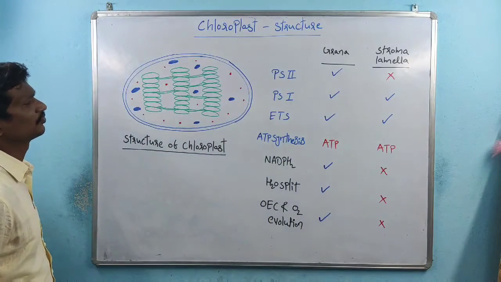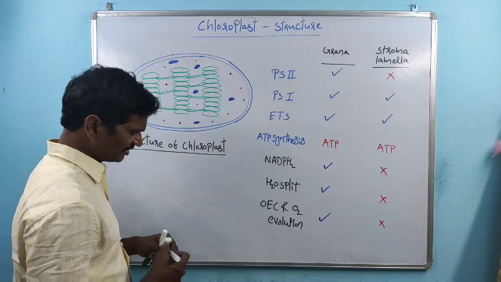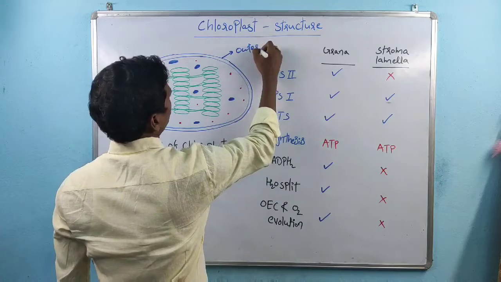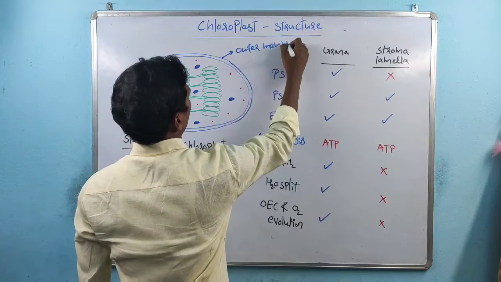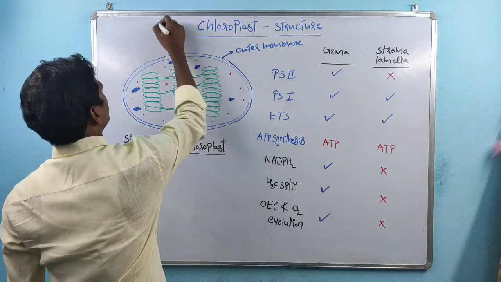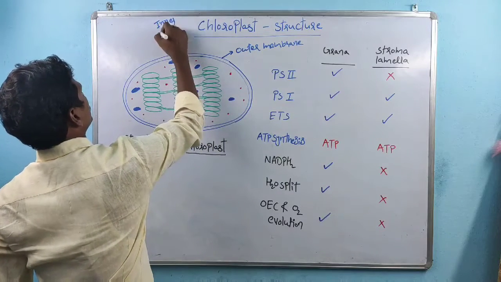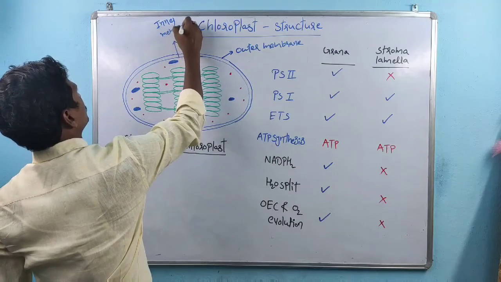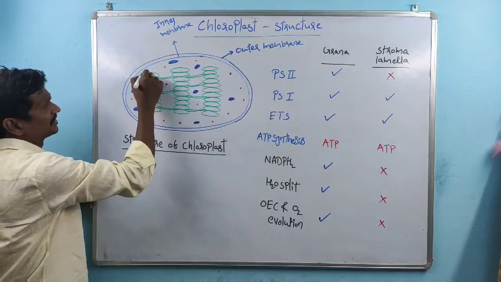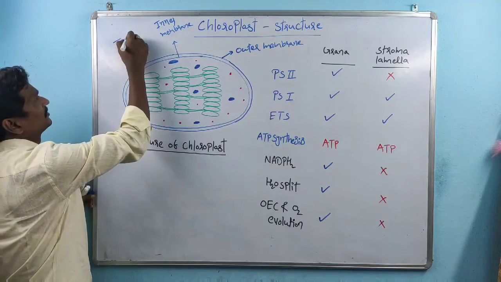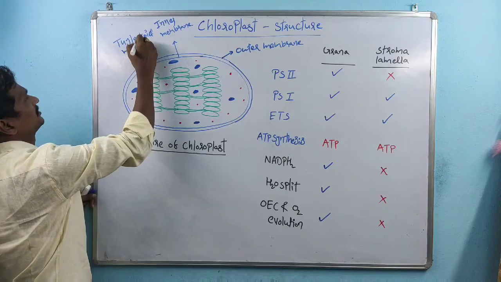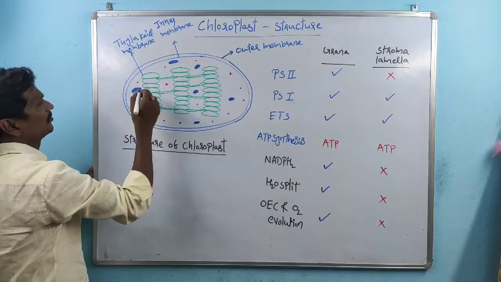So this is the chloroplast structure. I don't expect you to write all these parts, but this part is called the outer membrane, and this is the inner membrane, right? The individual plate-like structure is called a thylakoid. This is the thylakoid membrane. The individual structure is called a thylakoid membrane.